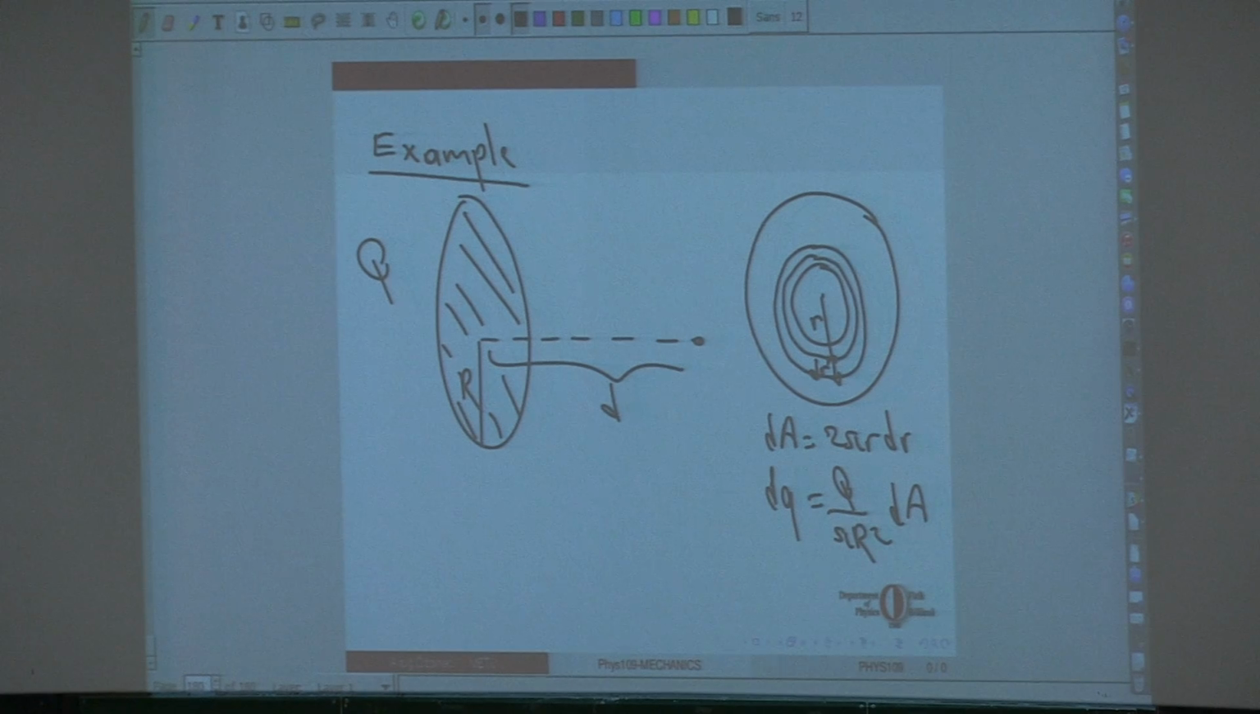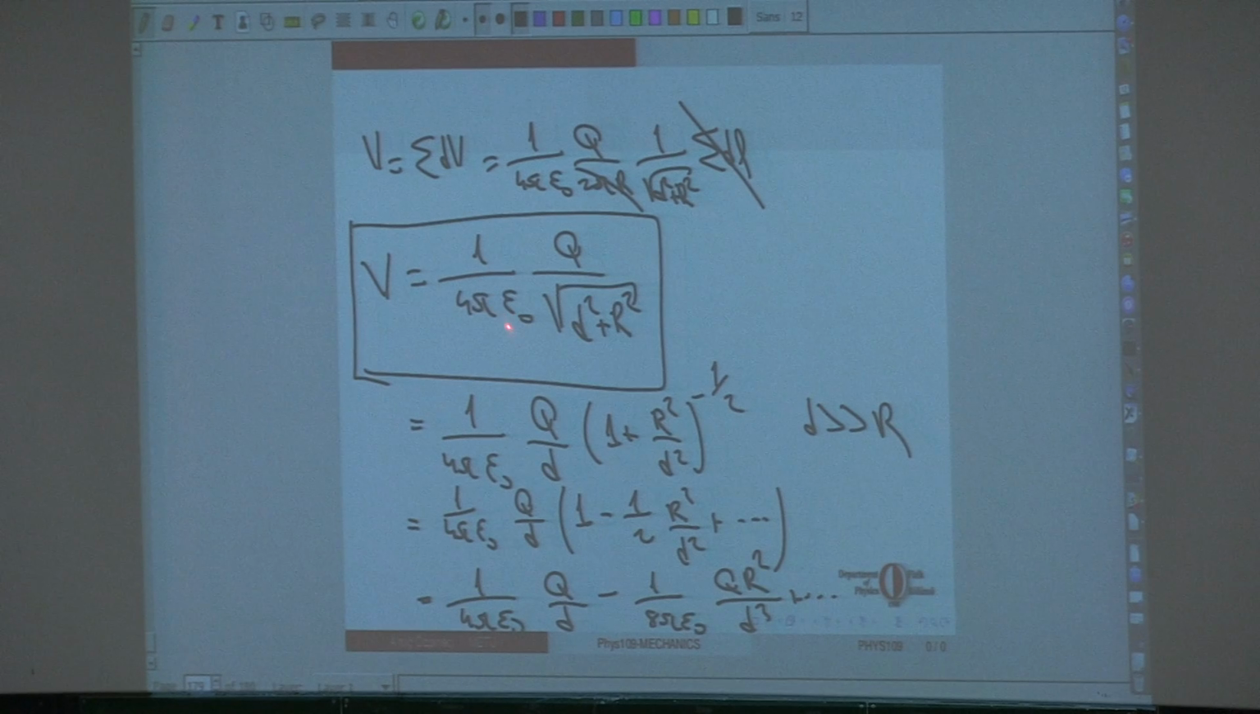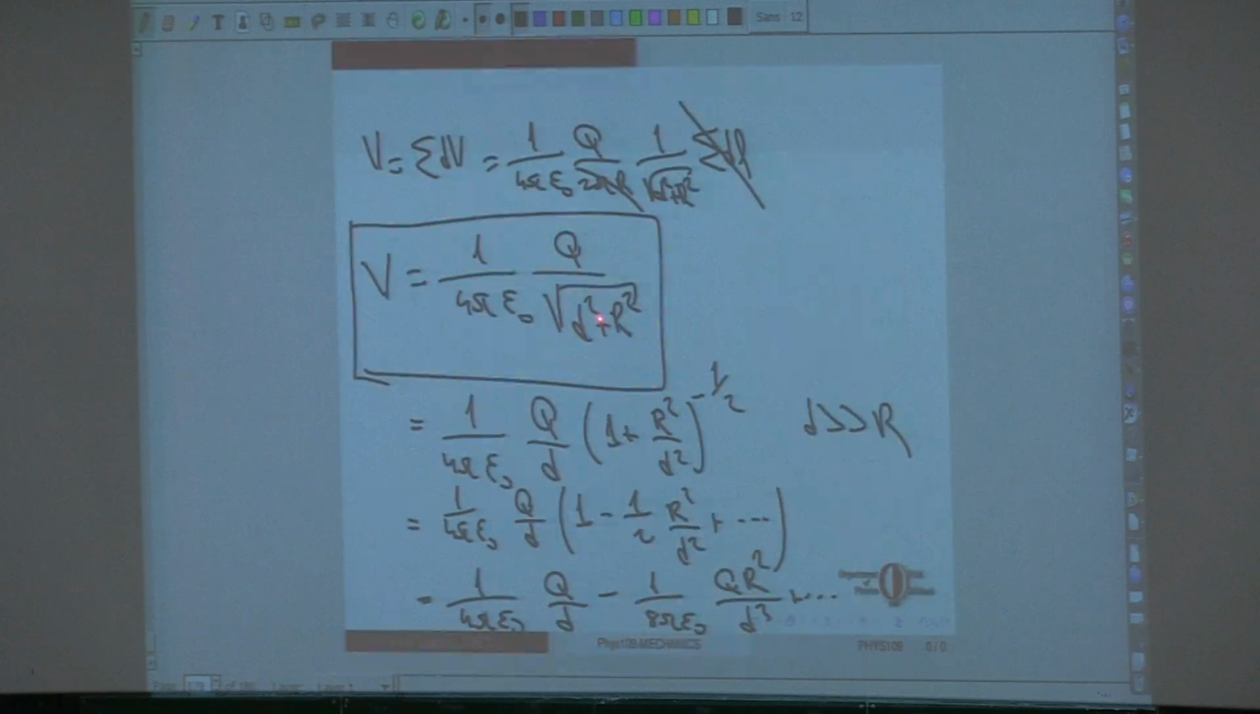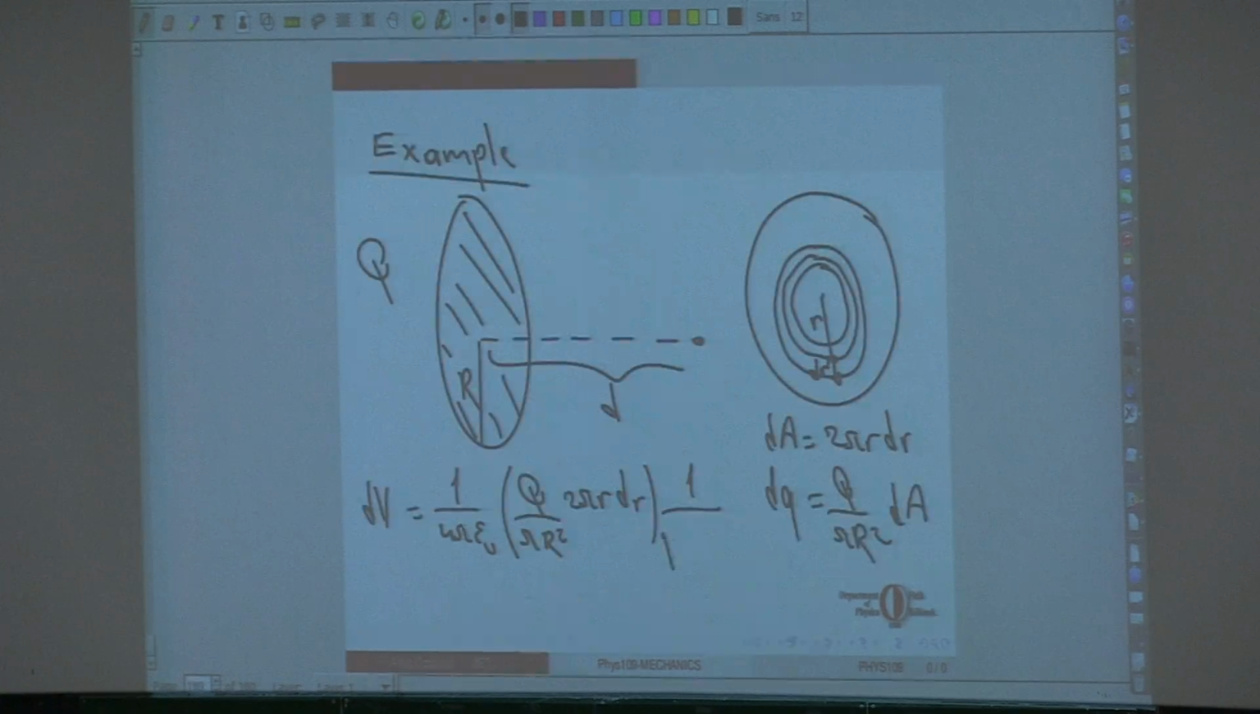So the potential that a single ring creates will be 1 over 4 pi epsilon 0 times, now we should use this expression, the charge of the ring. In this case, the charge of the ring is Q over pi R squared times 2 pi small r dr. This is the charge of my small ring. Then divided by the distance of my observation point from any point on my ring, which is 1 over square root of d squared plus r squared.